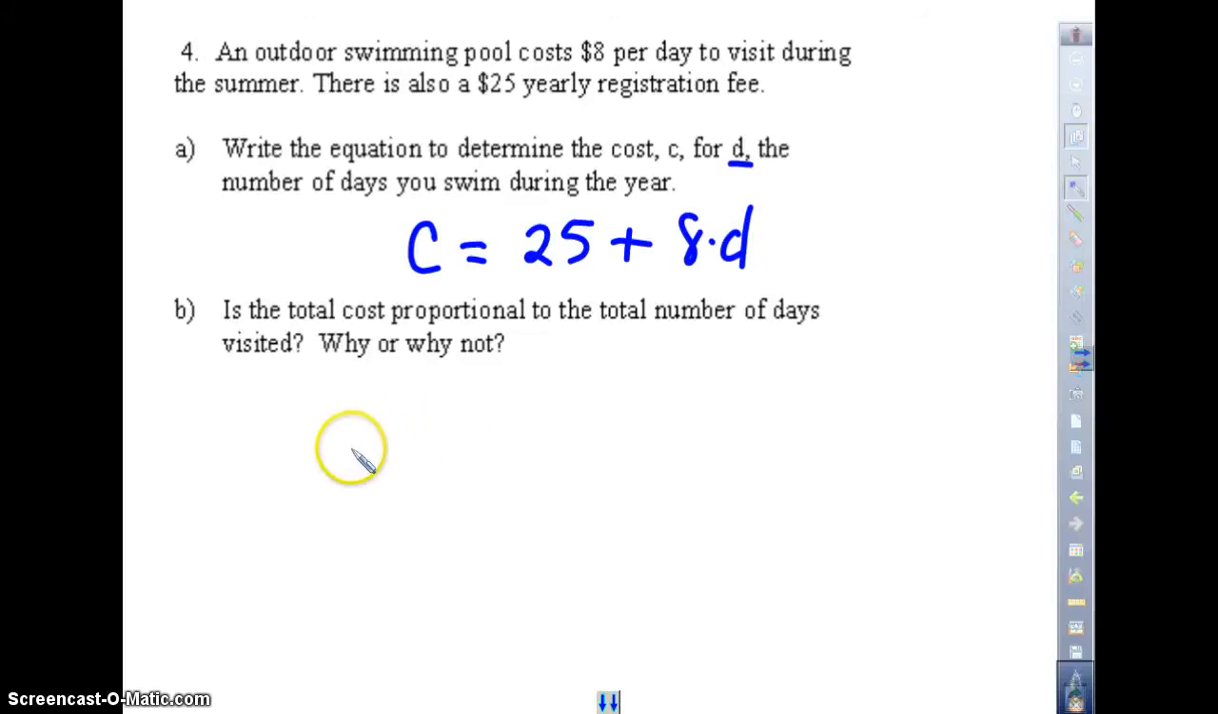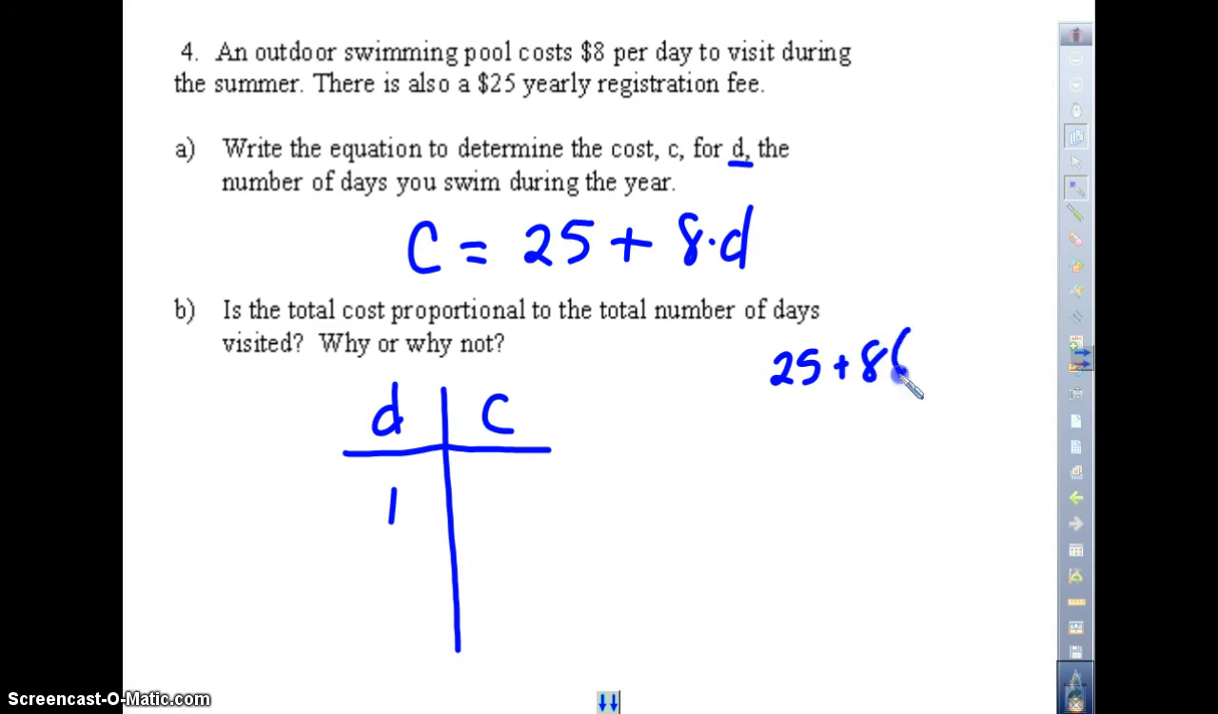Okay, here's what we're going to do. Let's build a little table. It's going to be a small little table. Here is the number of days, and here's the cost. What if you go swimming for 1 day? It's going to cost you $8 for that 1 day, plus your $25 registration fee. That's going to be 25 plus 8 times 1, which gives you what? 33. What if you go swimming for 2 days?